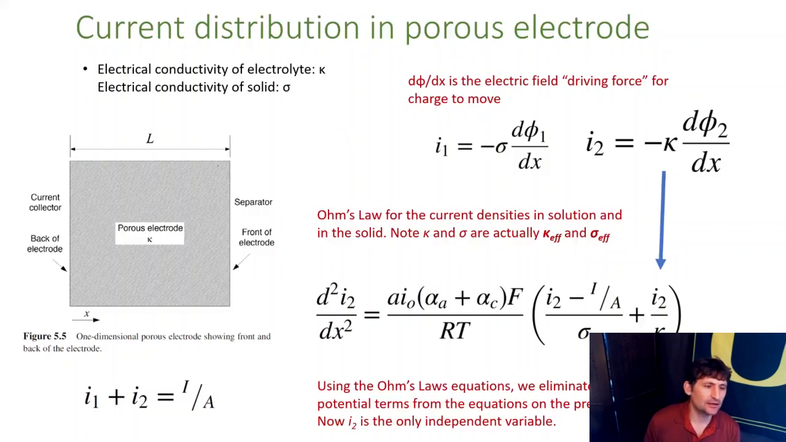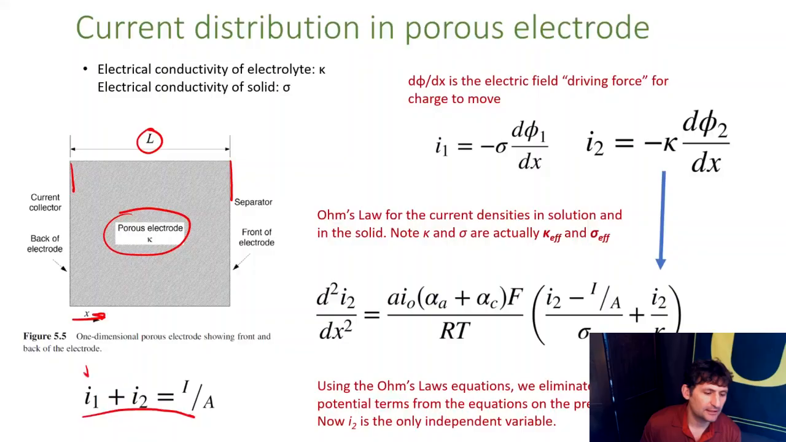So again, here's our schematic. We have a porous electrode, has a front of the electrode, a back of the electrode, the current collector. It has some thickness L. X is along this direction. The total current, electron current plus ionic current, equals the total current divided by area. These are current densities. And we're assuming that the currents in the solid and the currents in the electrolyte are purely migration currents.